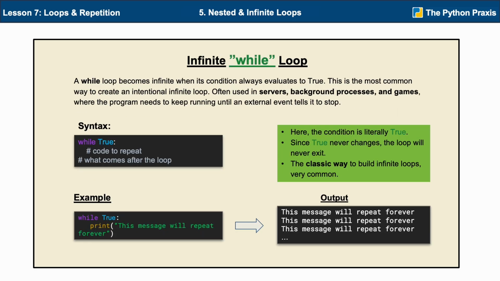A while loop becomes infinite when its condition always evaluates to true. This is the most common way to create an intentional infinite loop, often used in servers, background processes, and games, where the program needs to keep running until an external event tells it to stop. The syntax is straightforward. In the loop header we write while True, followed by a colon, and in the next lines, always properly indented, we add the code block of this loop.